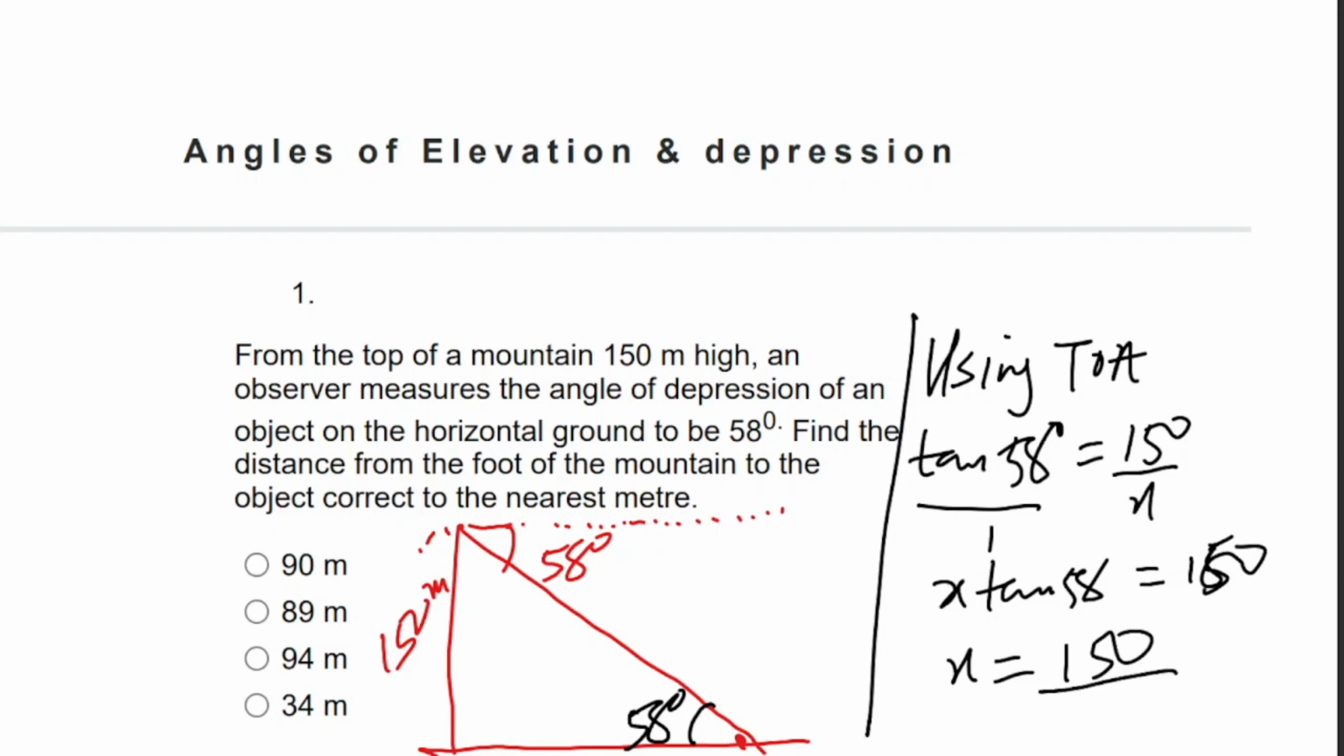So we now calculate tan 58. 58 then tan, that gives us 1.6003. So 150 divided by 1.6003 gives us 93.7 meters, so approximately 94 meters. So this is going to be the answer. I hope this is very clear. Okay, so we'll move to the next question now.